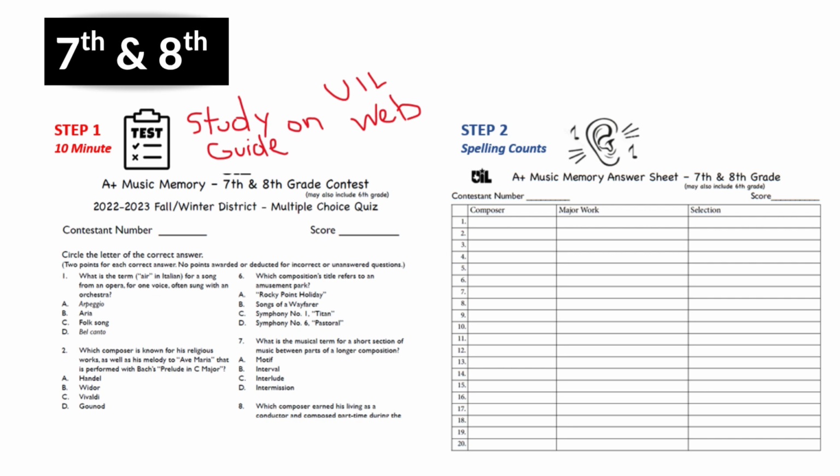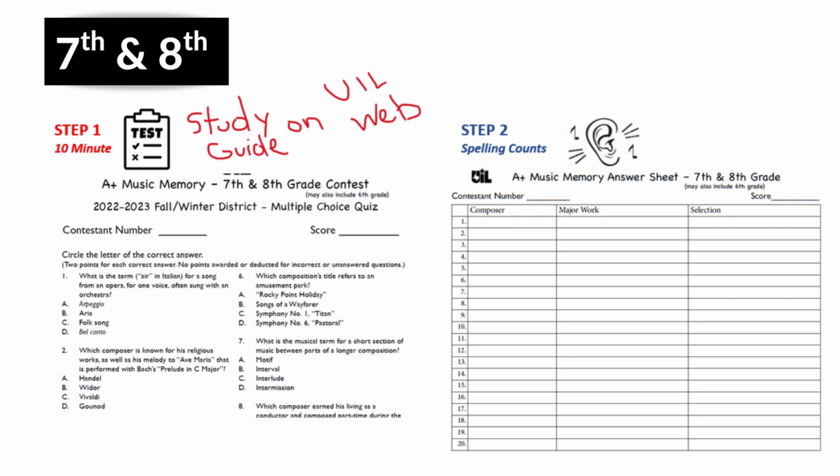Students respond to 20 questions about composers, musical terms, and music history drawn from the study guide available on the UIL website. Each correct answer earns 5 points, with no penalties for incorrect answers. When the multiple choice quiz ends, collect the test, then quickly transition to the listening portion. There should be no pause between parts.